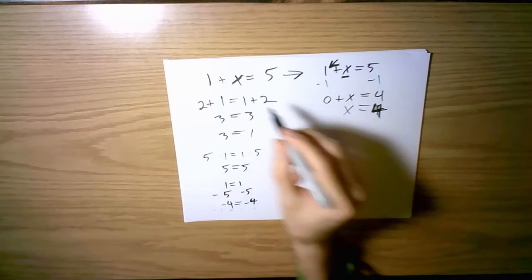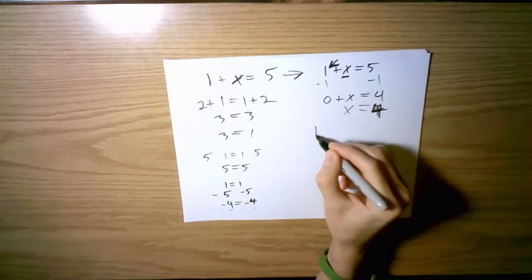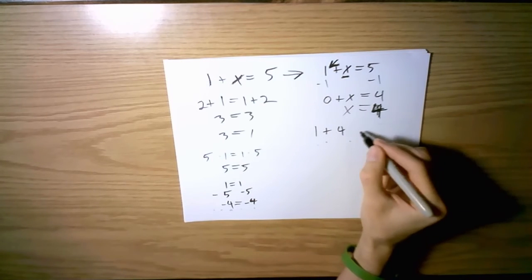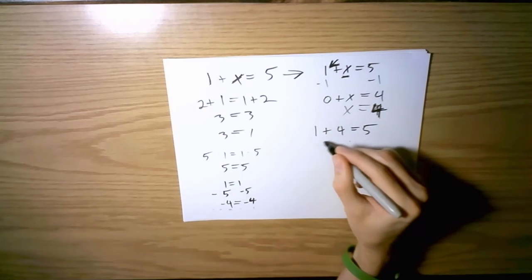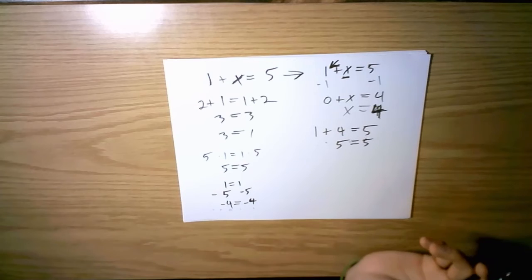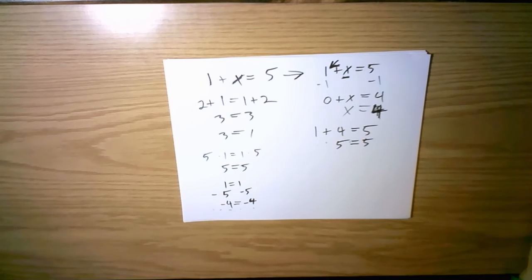x equals 4. If you want to test your answer, plug it back into the equation. 1 plus, instead of x, we can write 4, because x equals 4, equals 5. So 1 plus 4 is 5. So 5 equals 5, and that means we got the right answer. So that's basically how algebra works. It's pretty important stuff.